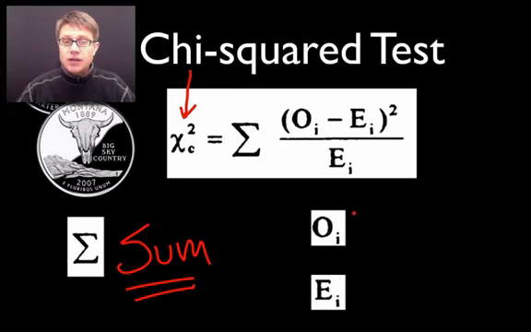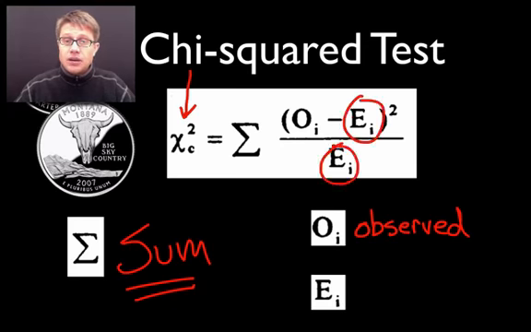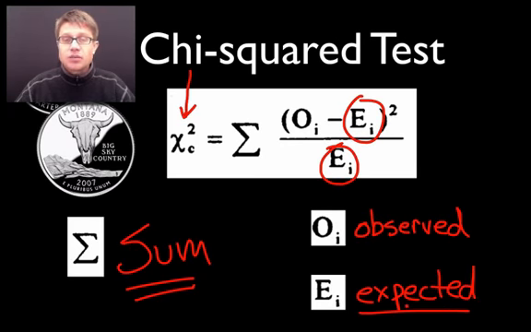What does the O stand for? Well, that's going to be the data that you actually collect. And so we call that observed data. And then the E values are going to be the expected values. And so if you're ever doing an experiment, you can actually figure out your expected values before you start. And then you just simply compare them to your observed values.